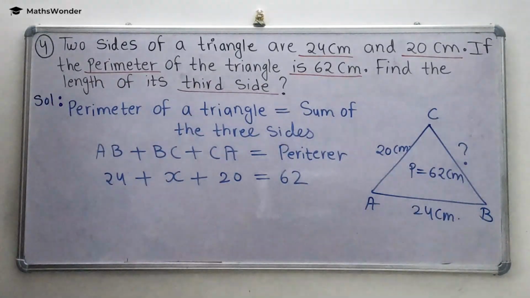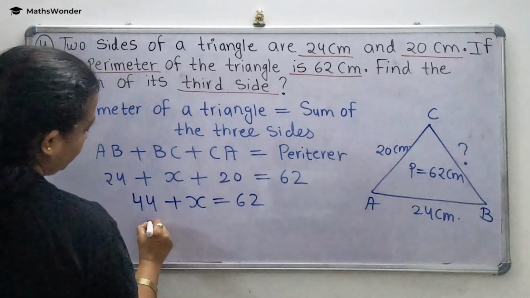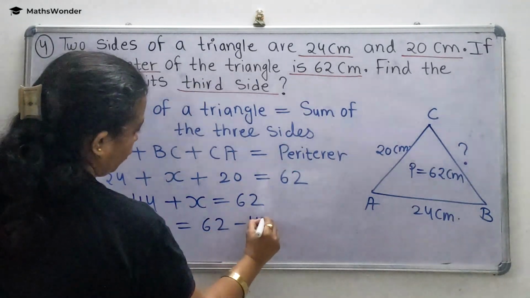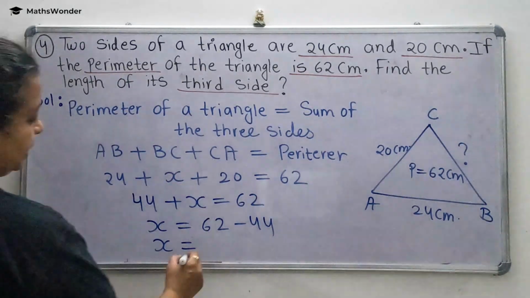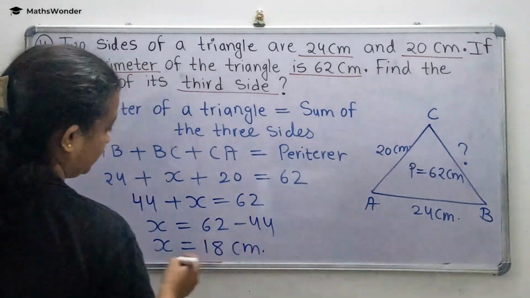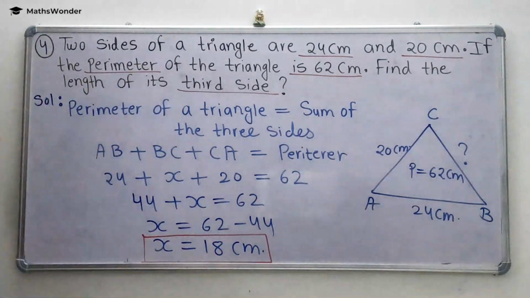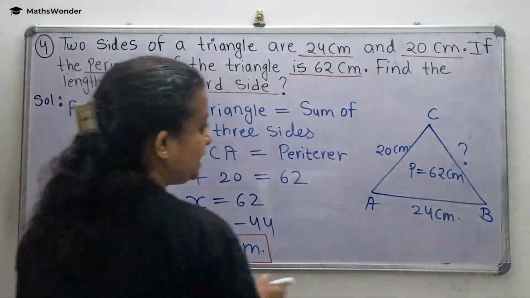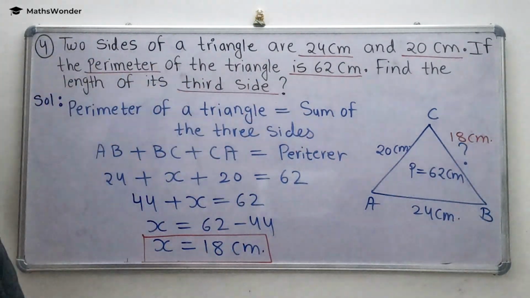the lengths. So 24 plus 20 is 44. So 44 plus X is 62, and we need to find X. So 62 minus 44, which is what? What is the difference? It's 18 centimeter. So your third side is 18 centimeter. So hence the length of the third side of the triangle is 18 centimeter. This is 18. Yeah, this is the fourth type of question based on perimeter.